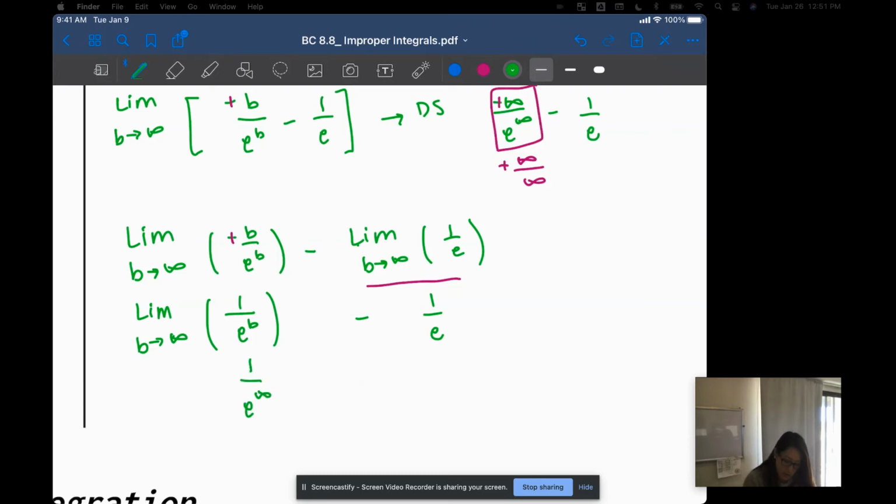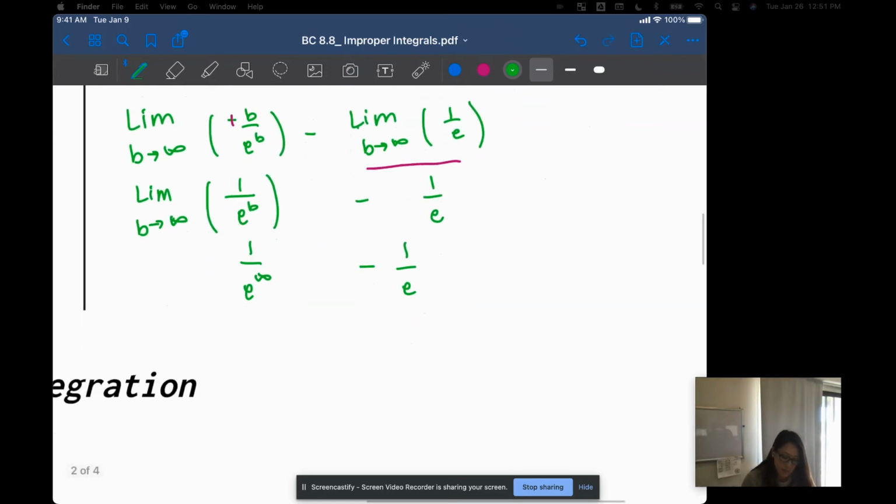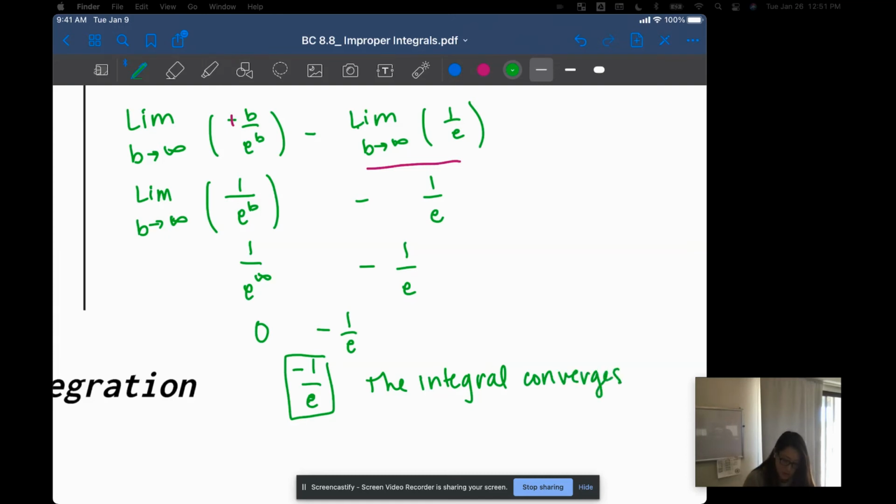And then I'm going to bring down my 1 minus 1 over e. E to the infinity, 1 over infinity is basically 0, minus 1 over e. So I see that the integral converges at negative 1 over e.